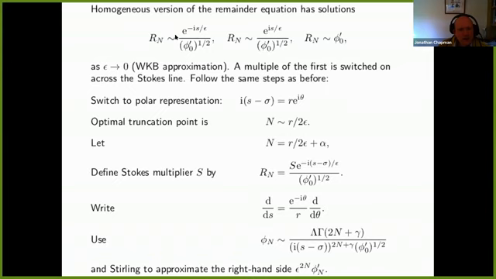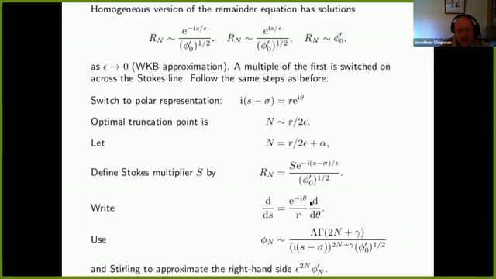I'm going to look for a multiple of e to the minus i s over epsilon. So you do the same steps. You switch to the polar representation. The relevant variable here is chi, that's s minus sigma. I look at the optimal truncation point and choose n to be close to that. It needs to be an integer, so I add alpha, but alpha is bounded. I define the Stokes multiplier to be some multiple of the solution of the homogeneous remainder equation.